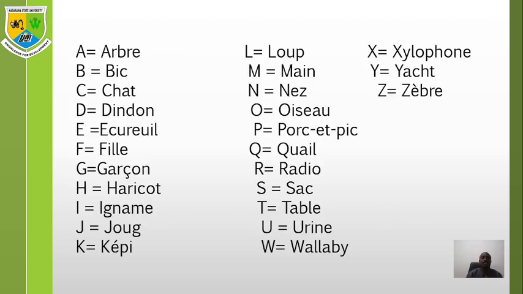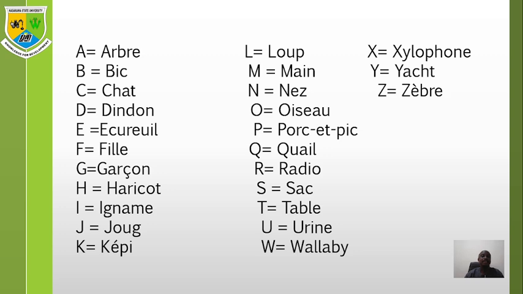Now, let us try to match some objects with the alphabets. A as in arbre. A pour arbre. Arbre means tree. B pour bic. Bic means biro. C as in chat. Say chat. Chat means cat. Cat is a domestic animal.